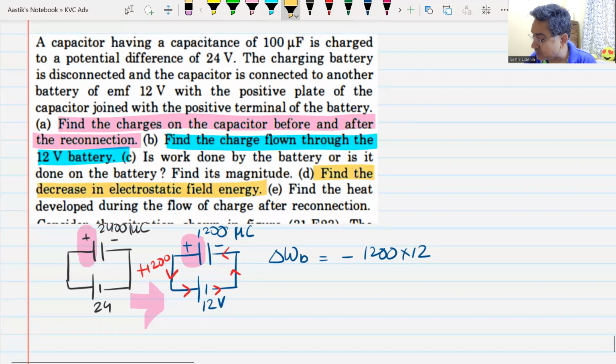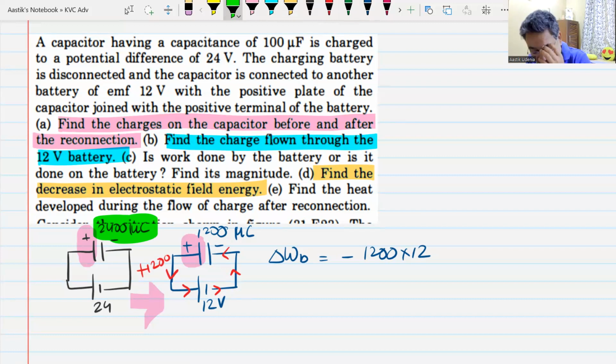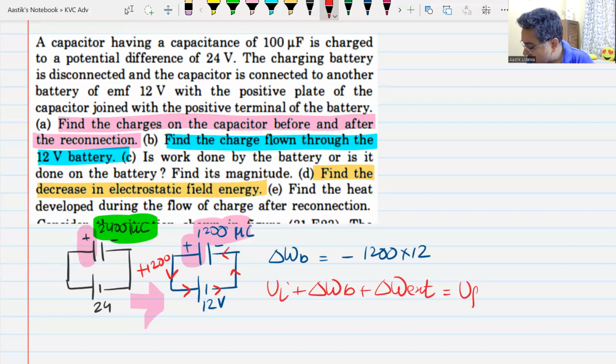You know the initial electrostatic potential energy, yes or no? You can find it out by half CV squared, or you can find it out as Q squared by 2C. Doesn't matter. You know the initial energy. You also know the final energy, yes or no? Yes, sir. Then you can find out the heat developed in the wires: U initial plus work done by battery plus work done by external forces will be equal to U final plus the heat developed.